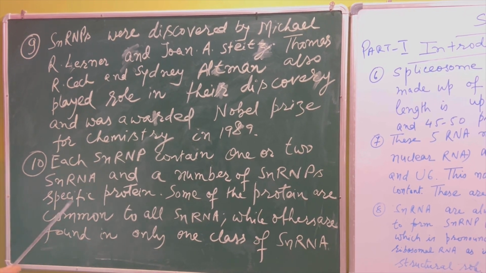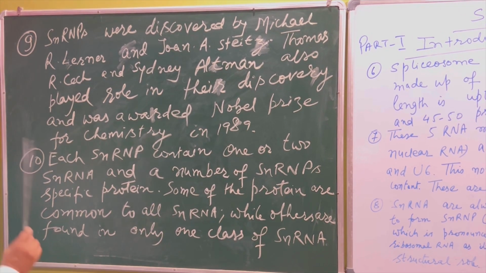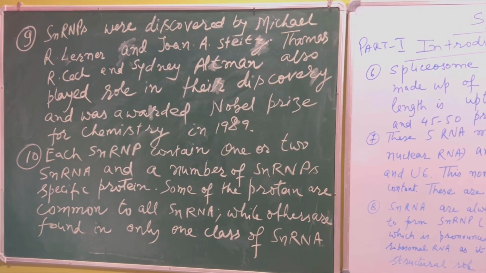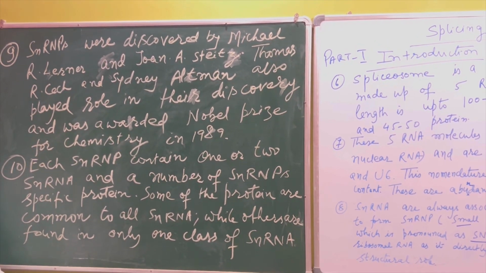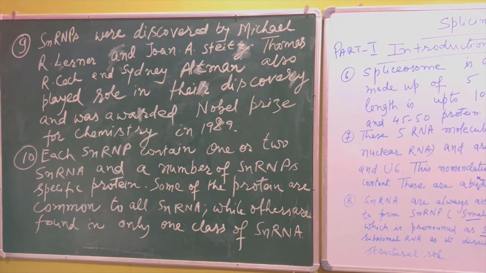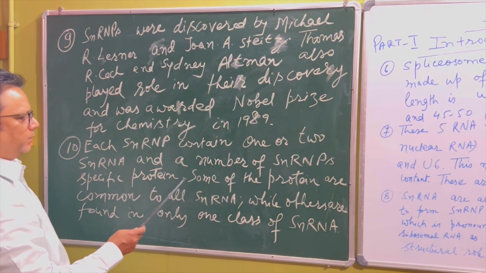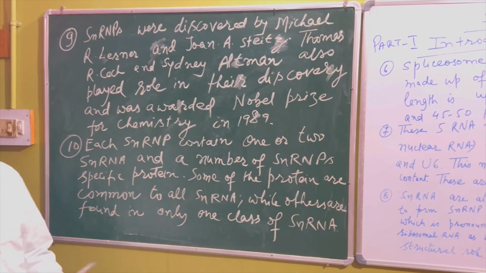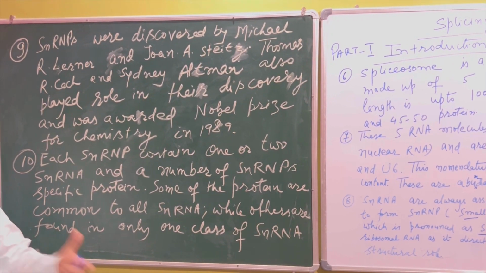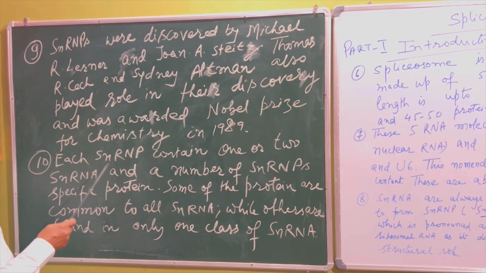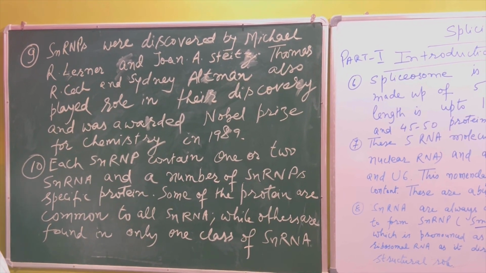Now again, what we have already told you is that SNRPs are formed by the association of snRNA with proteins. So further detailing it, each snRNP contains 1 or 2 snRNA. So in one snRNP, you can have one, or you can have two RNA, and obviously they will be associated with a certain set of proteins, which will be specific for the snRNA.